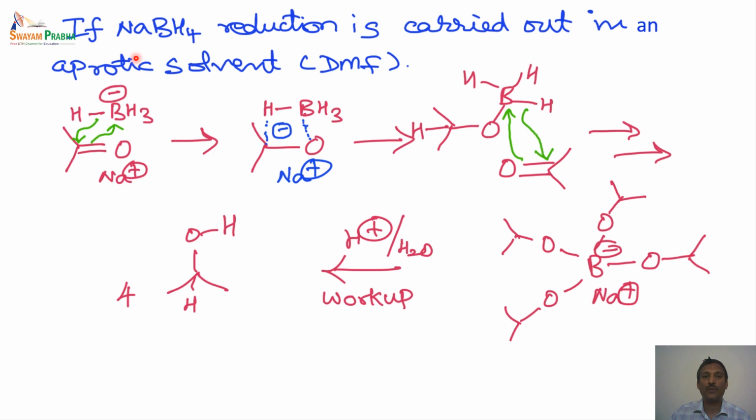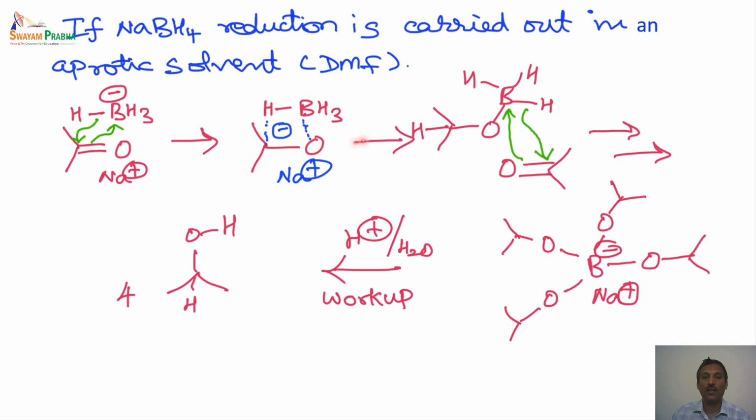In the previous case, we used a protic solvent, that is, water as the solvent. If there is no protic solvent, that is, if an aprotic solvent is used, for example DMF, the reaction mechanism is a little different. In this case, the hydride is still added to the same carbonyl carbon, which is electron deficient, and the double bond is now formed to the boron. It is not shifted towards oxygen, but it is bonded to boron. So this kind of intermediate is formed in the first step.